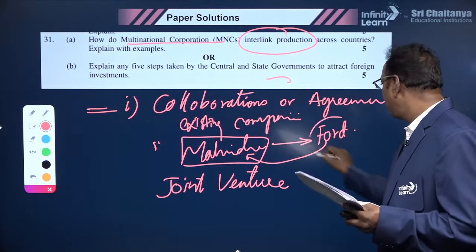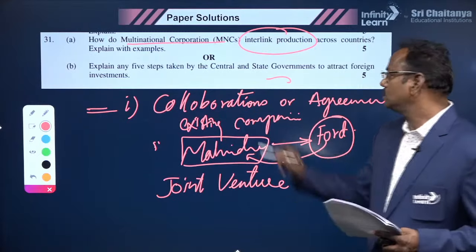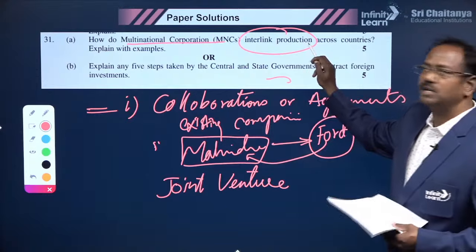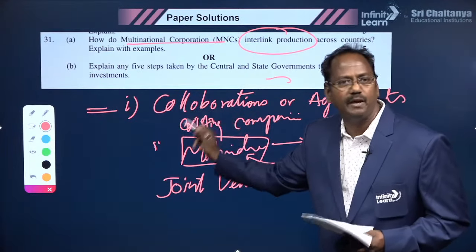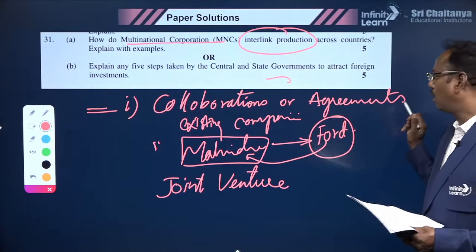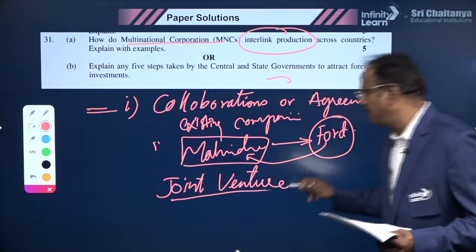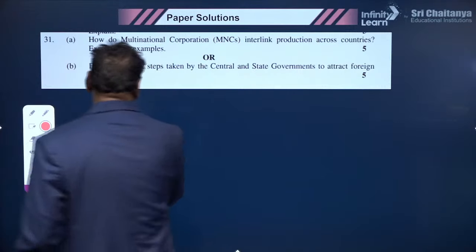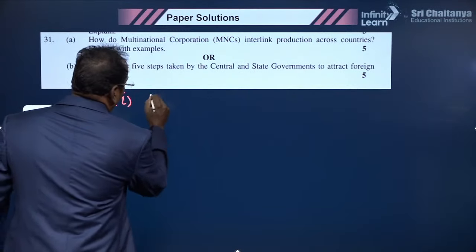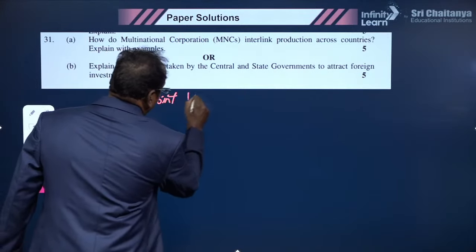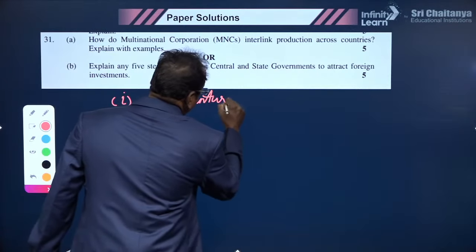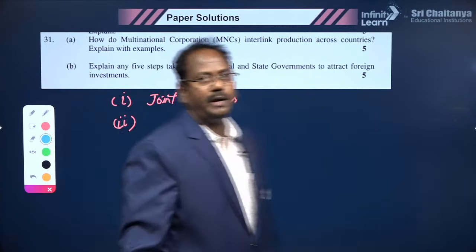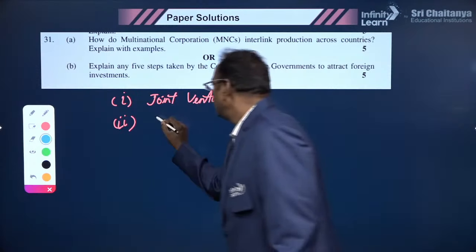So Ford joined hands with Mahindra. So this is the first point. Multinational corporations interlink production across the countries by following these ways. First one, collaboration or agreements or joint ventures, they make joint ventures. This is the first point: joint ventures.